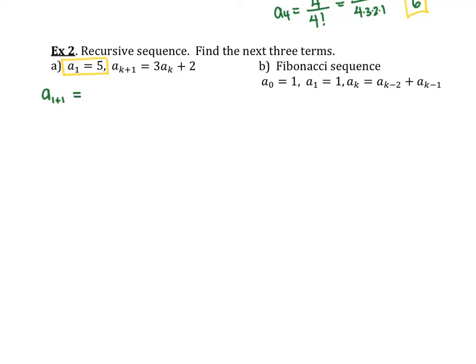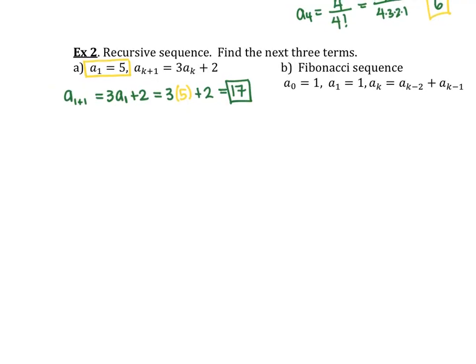According to this rule, that would be 3 times a1 plus 2. Now I know that a1 is 5 because it was given to me in the given. So this is saying 3 times 5 plus 2 would give me the next term, which is 15 plus 2. That's 17. Now why did I even care what a sub 1 plus 1 is? That's because a1 plus 1 is actually a2.